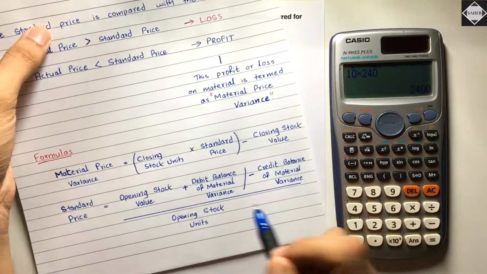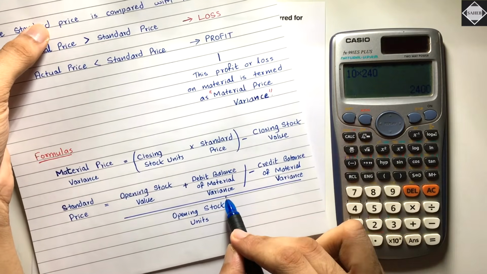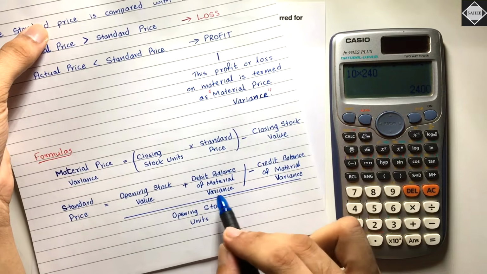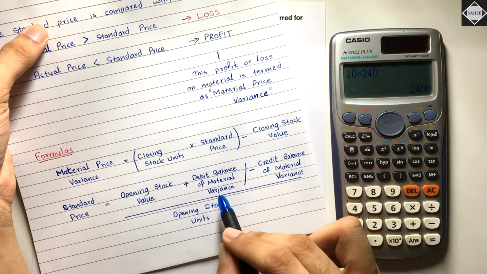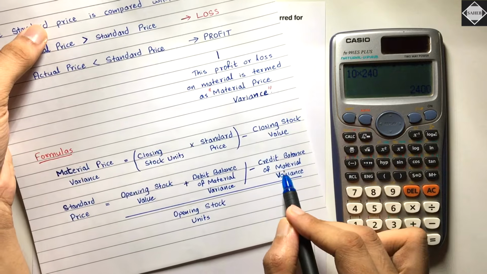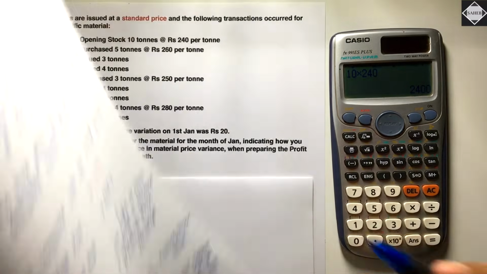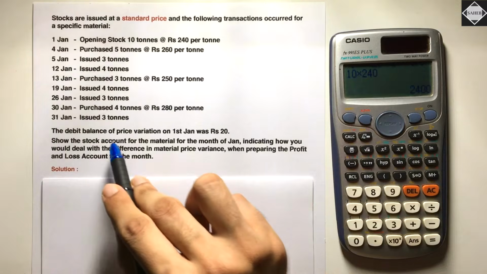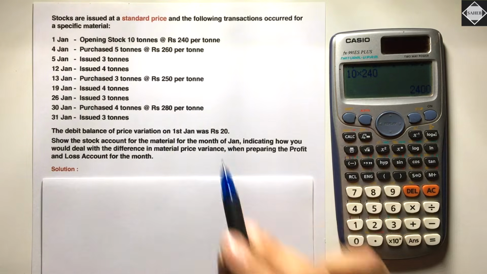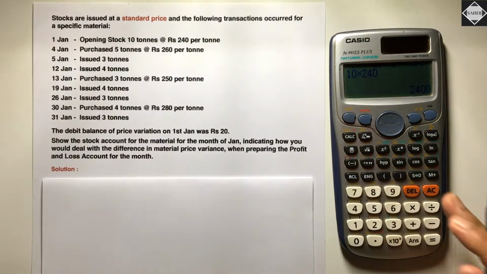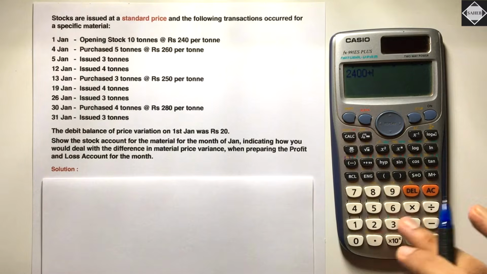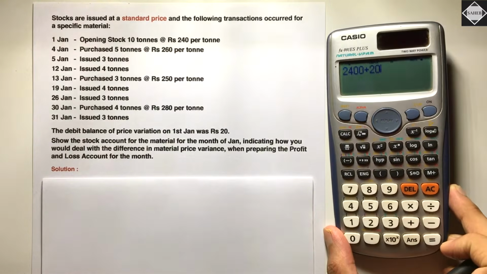And then you have to add the debit balance of material variance. But if there is no debit balance of material variance, then there will be a credit balance, right? Either there will be a loss or profit. So you have to see what you have in the question. Here we have a debit balance of price variance of rupees 20. So we are going to add 2400 plus 20. Is it clear?